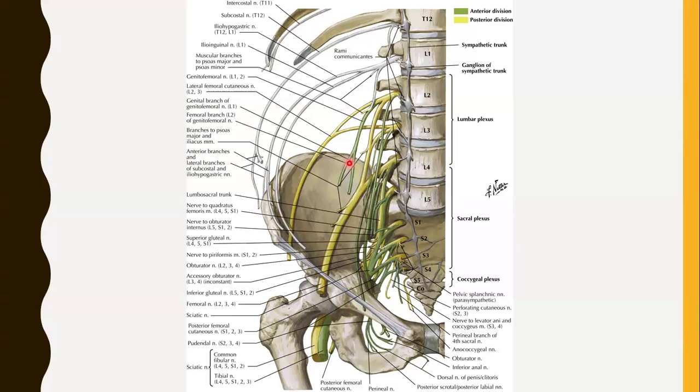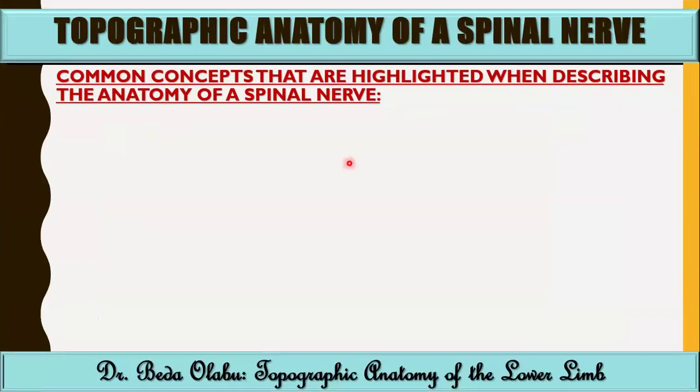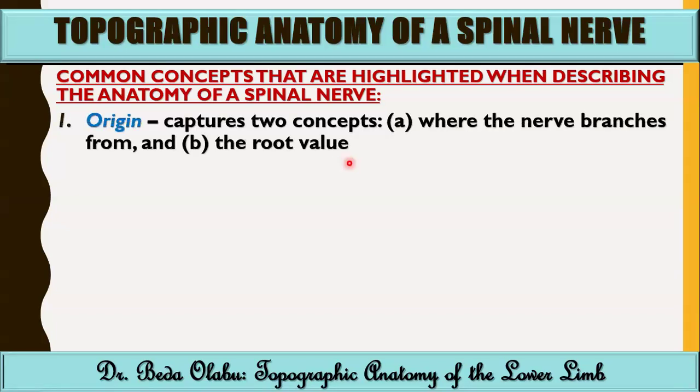But before that, I want to encourage you at your own time to just look at an atlas again and review how this plexus is formed, and especially single out the nerves that I'll be mentioning. Before we discuss the nerves that I want to choose, I want to lay down a general framework on the template we use when describing a nerve from a spinal cord, a spinal nerve. Four important parameters to highlight.